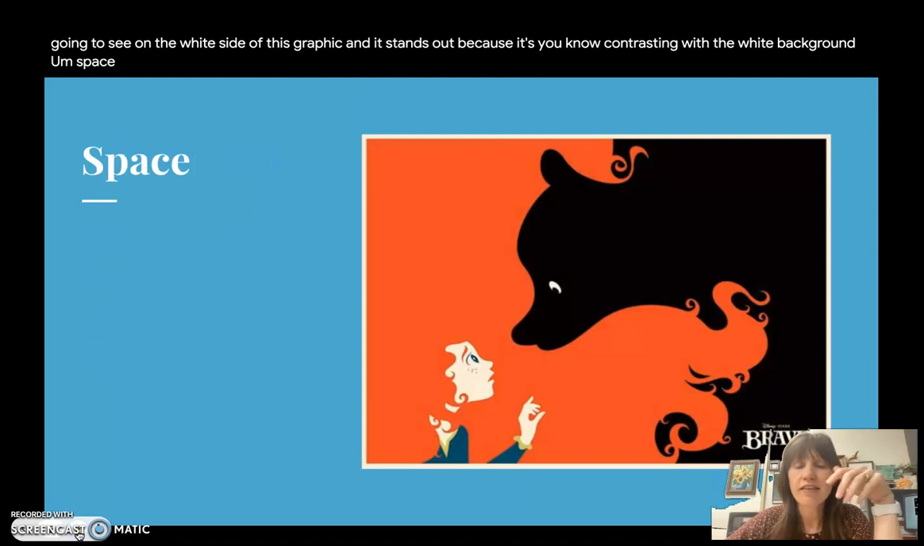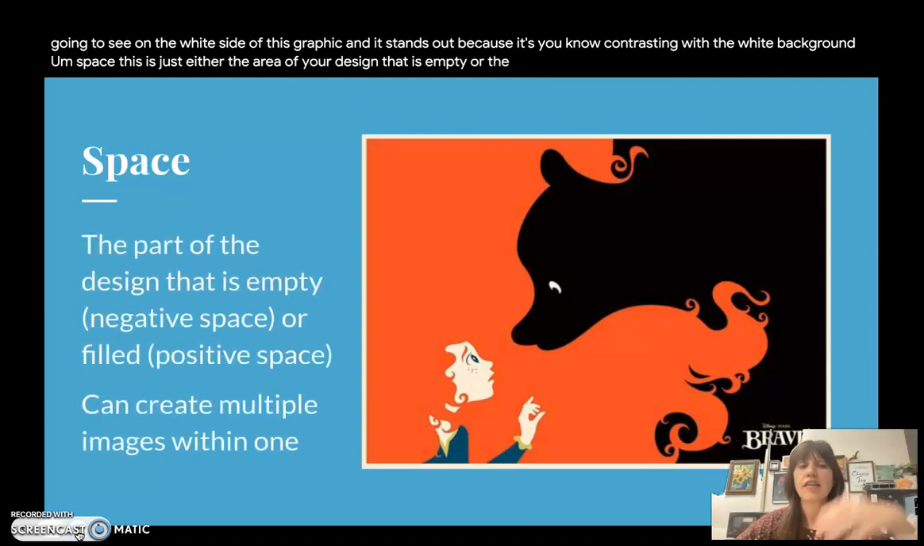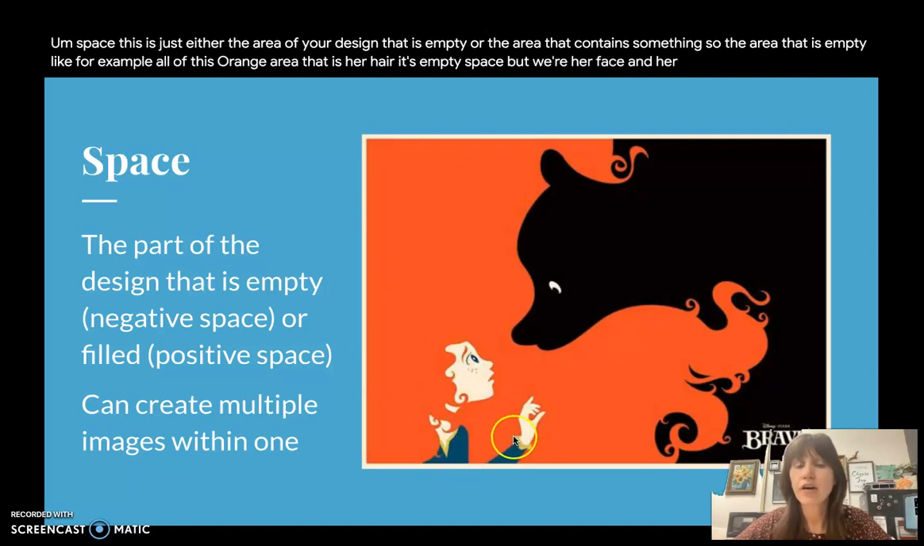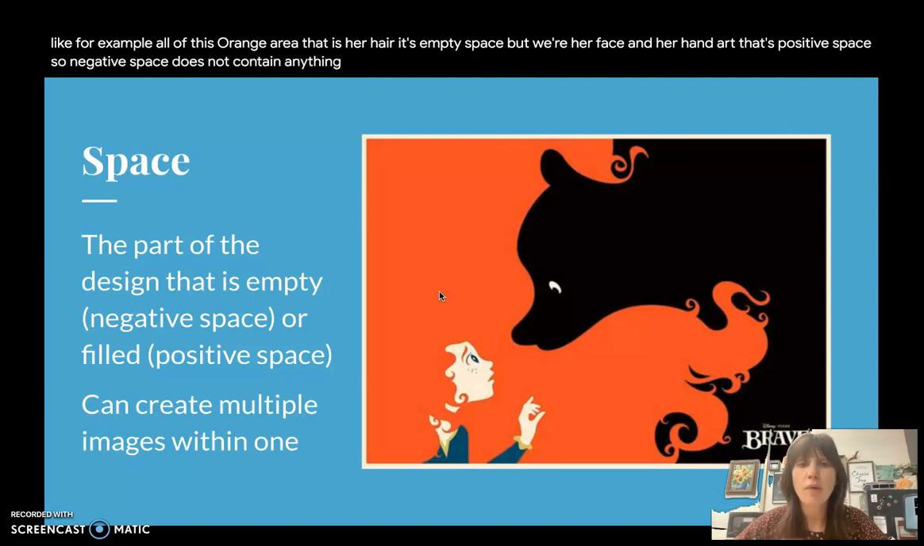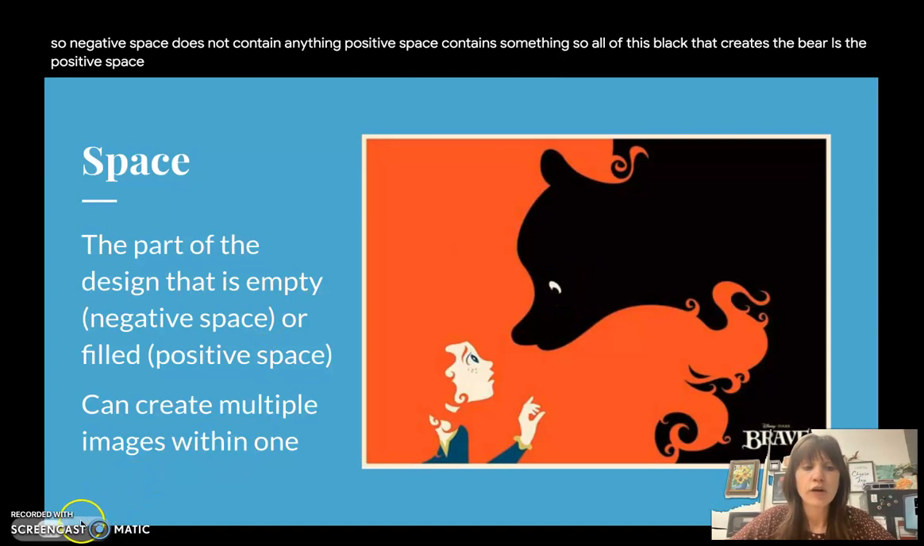Space. This is just either the area of your design that is empty or the area that contains something. So the area that is empty, like for example, all of this orange area that is her hair, it's empty space, but where her face and her hand are, that's positive space. So negative space does not contain anything. Positive space contains something. So all of this black that creates the bear, that is negative space, but where his eye is, is the positive space. You can create images with space like you see here.